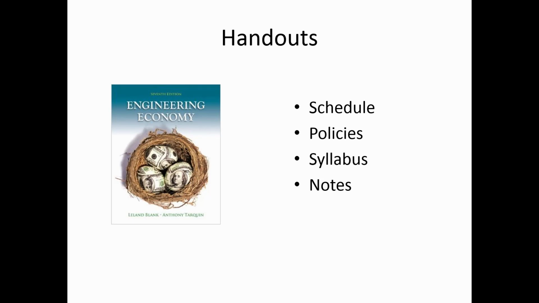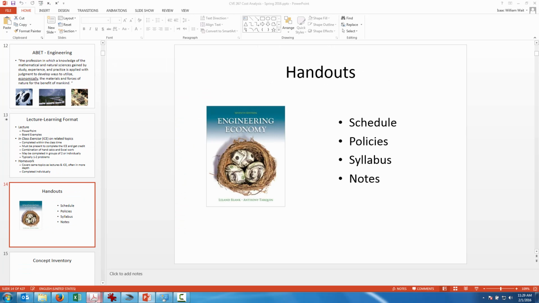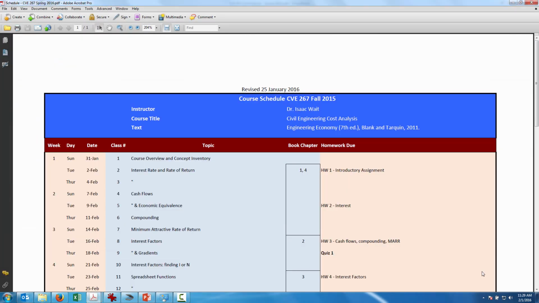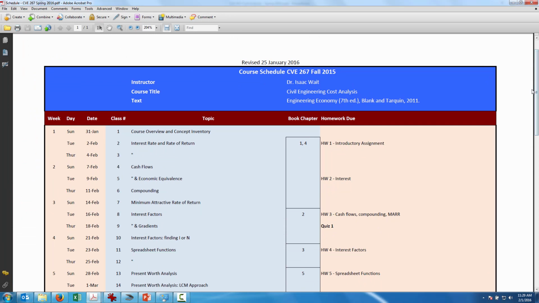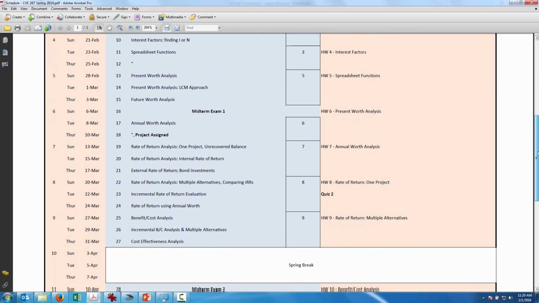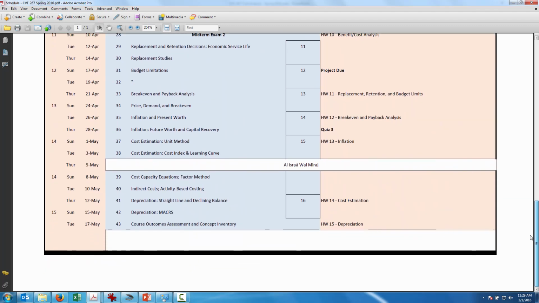Let's begin by taking a look at the course schedule. This is a document that will show you now, at the beginning of the semester, everything we're doing through the whole semester. So you can see the subject of each lecture by class number. Here's the date of each lecture. And so when we meet on Tuesday, February 2nd, you can see that day we're going to be talking about interest rates, rate of return, all the way down to the last lecture of the semester.